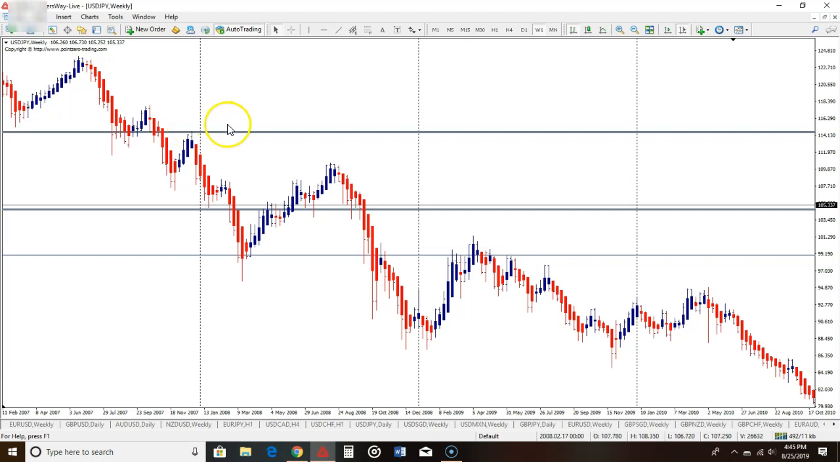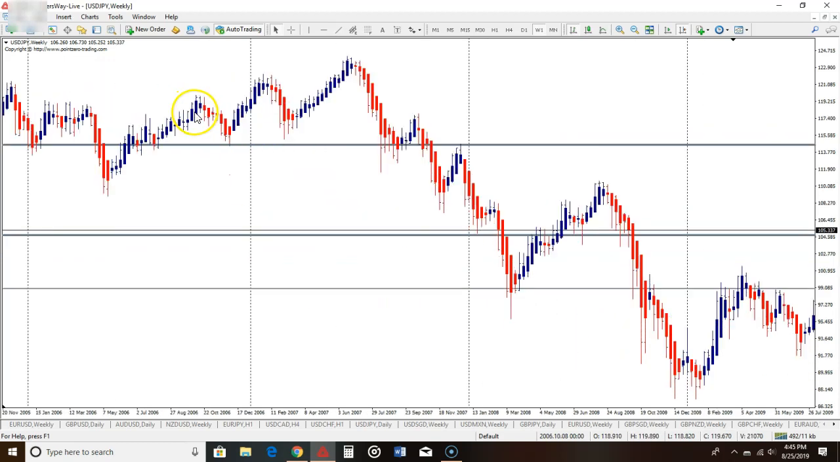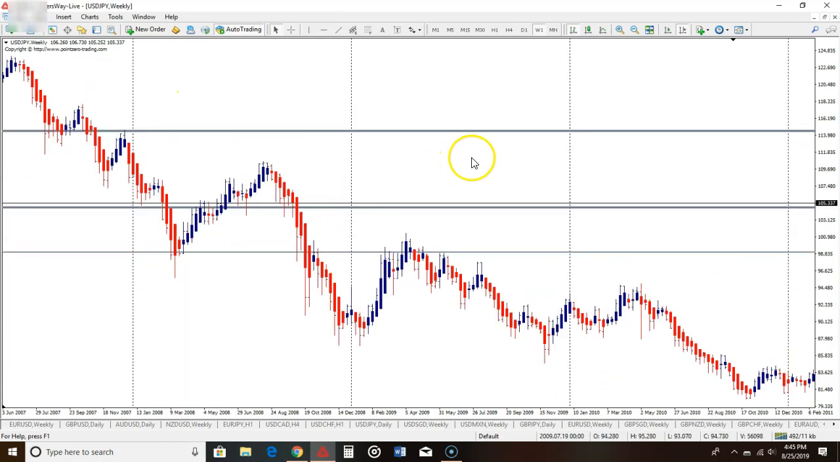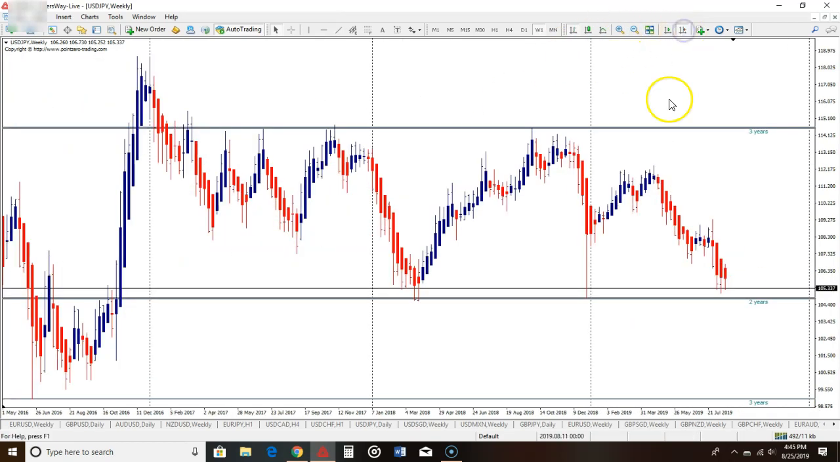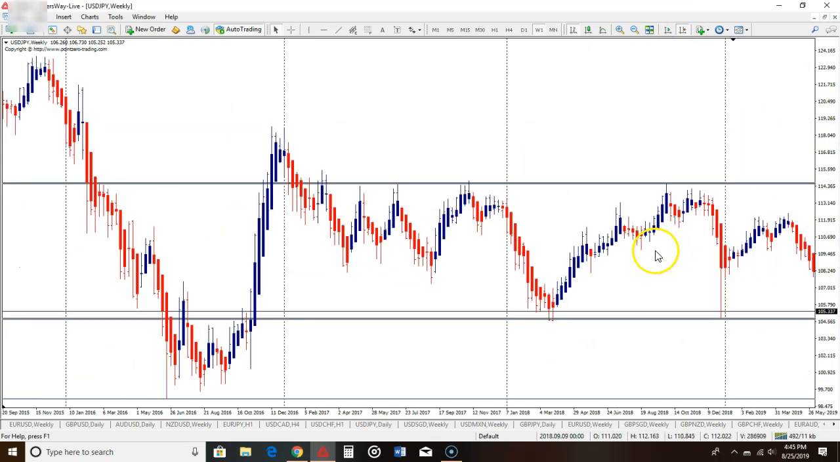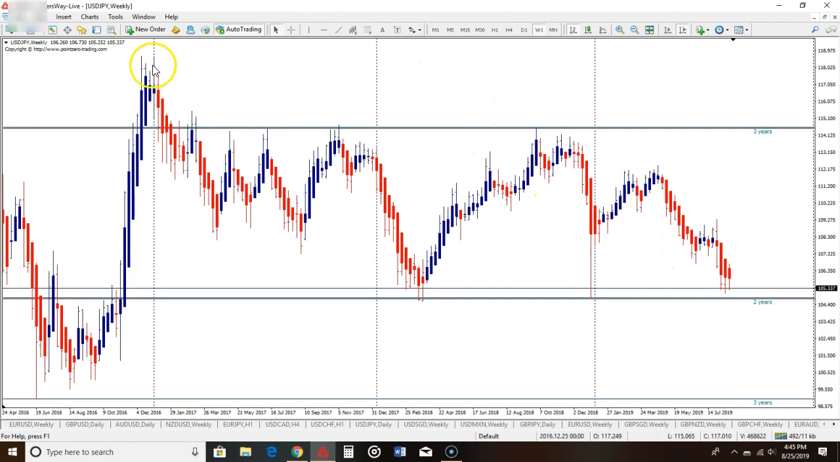These levels never repaint. These are just support and resistance from the past. And because I have the age of the lines on, you can see this is from 3 years, 2 years, and so on and so forth. All right. So that's on the weekly chart.